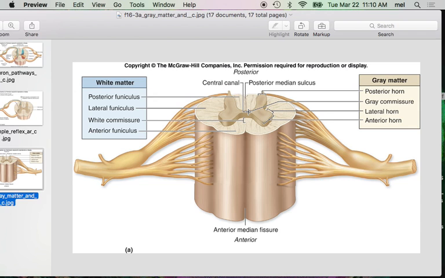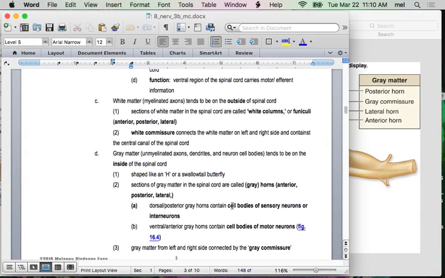So this is the whole structure-function relationship that you're putting together right now. Is that okay? Okay. Are we good? Some of you look confused. I'm not sure why.